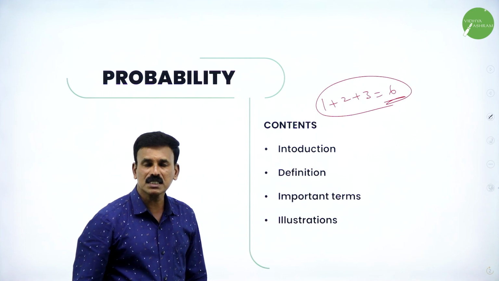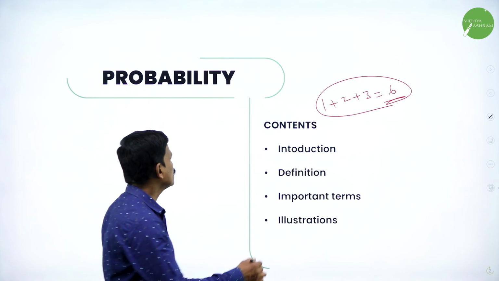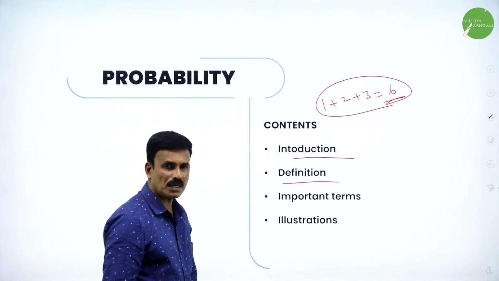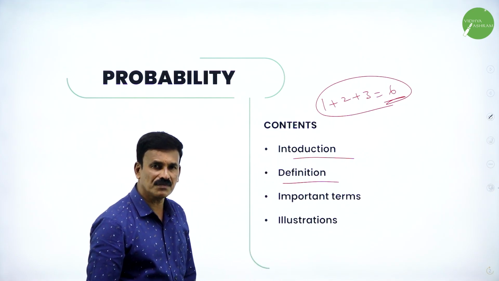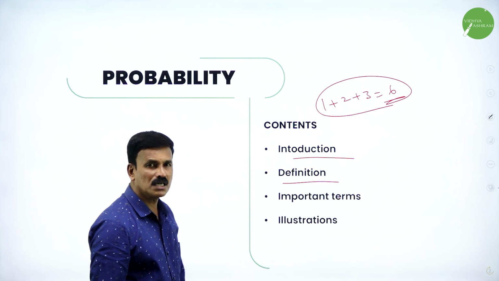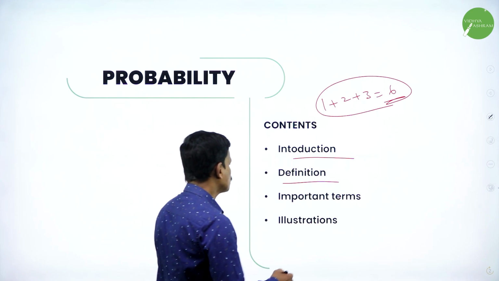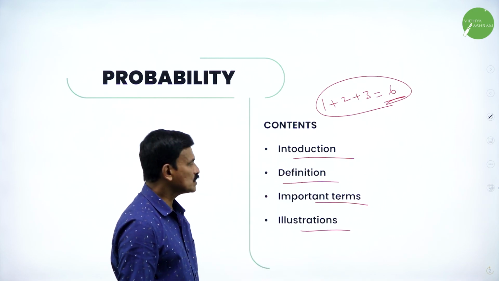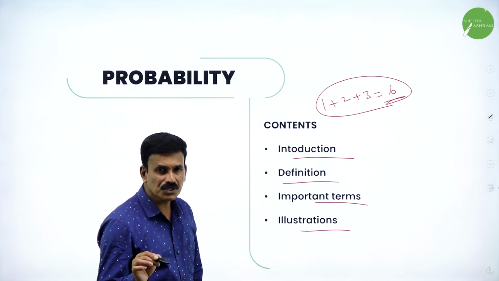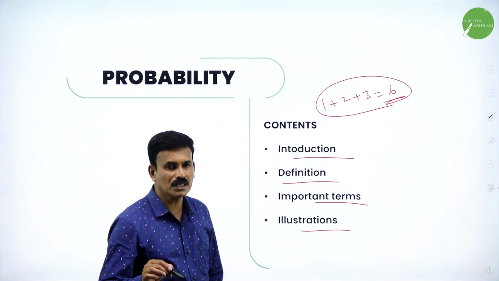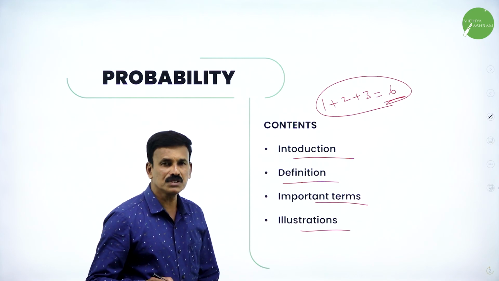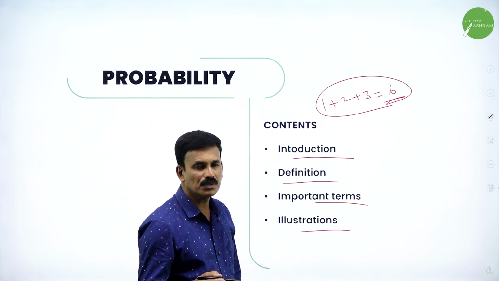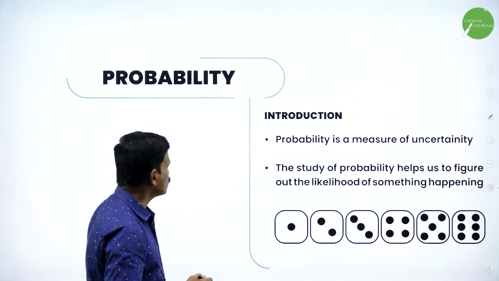Now today in this session I am going to discuss the introduction, then the definition for probability and different types of definitions, the important terms associated with probability, and example illustrations. So in this session I am going to discuss the definition of probability and the important terms connected to probability, important definitions as well as some examples. Right. Now move on to the first one.